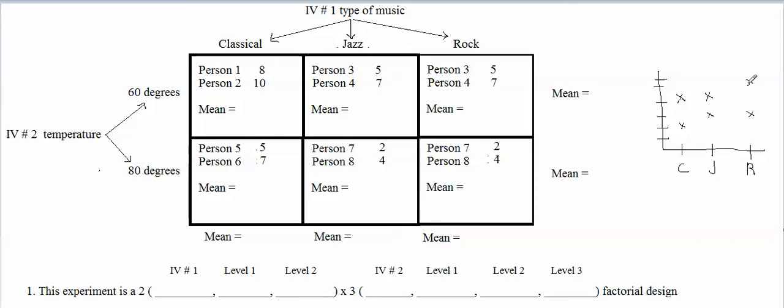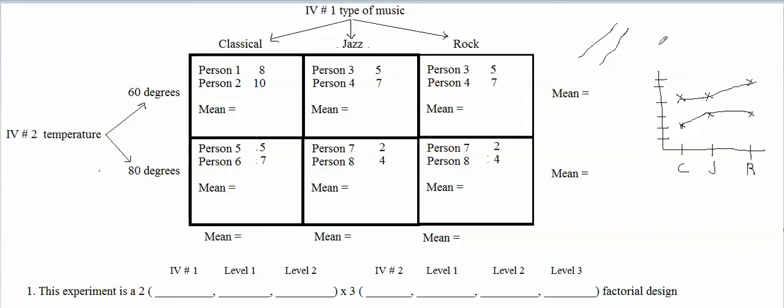And then you would draw a line connecting all of the 60-degree means, connecting this, this, and this. So let's say it turns out like that. You would draw a line connecting this, this, and this, meaning all of the 80-degree cell means. And it might be like this, or it might cross over. If they're parallel, like this, there's no interaction.